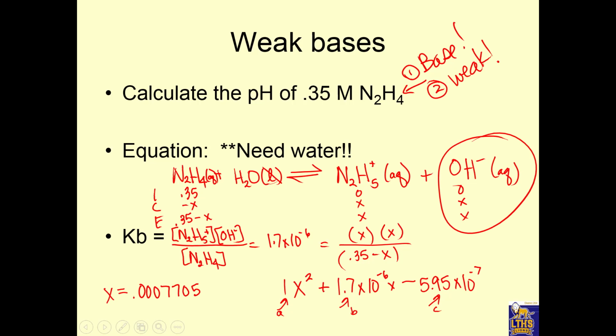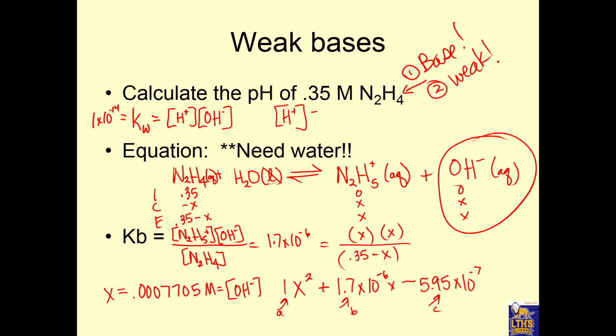X is hydroxide. Right? Equals OH minus. So we got to do that extra step if we want pH. We got to use the KW equation. So that's 1 times 10 to the negative 14. And we say that H plus times the OH minus equals this. We know the OH minus, so H plus is going to be equal to 1 times 10 to the negative 14th divided by the OH minus.